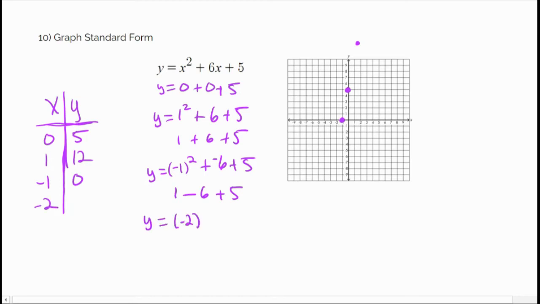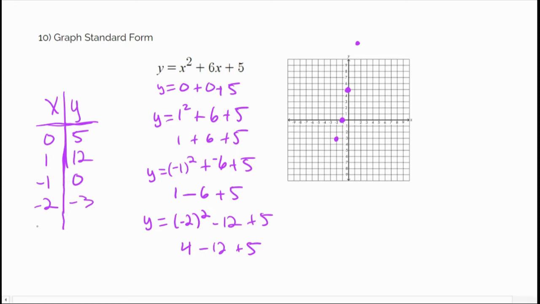Y equals -2 squared plus 6 times -2. 6 times -2 is -12 plus 5. -2 squared is 4. 4 minus 12 is -8, plus 5 is -3. So it looks like I'm slowing down on how fast it is going down, which is good. It means that I'm getting closer to my vertex here.